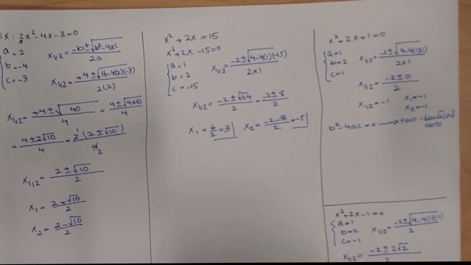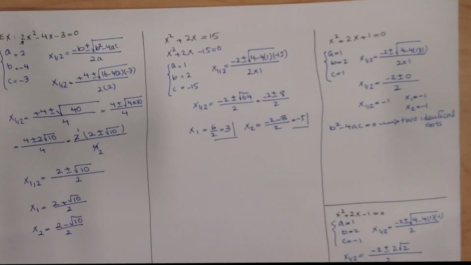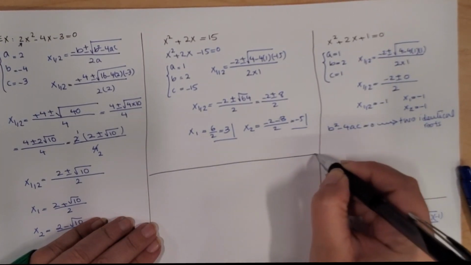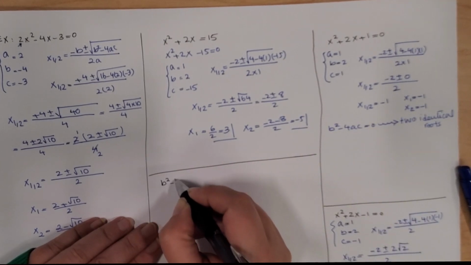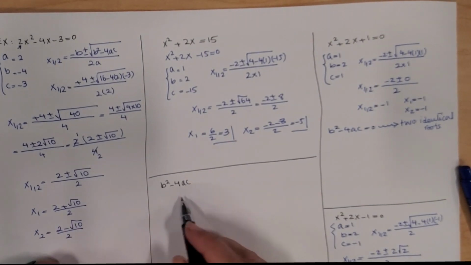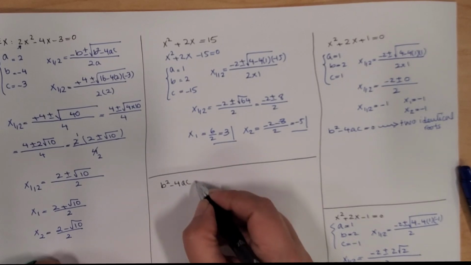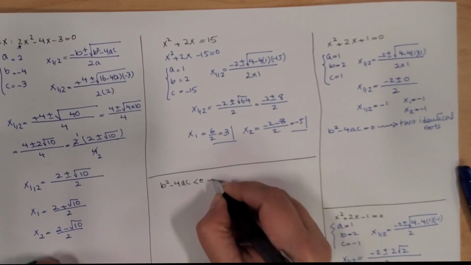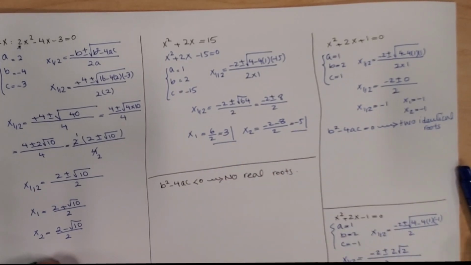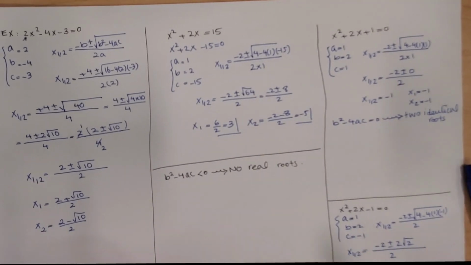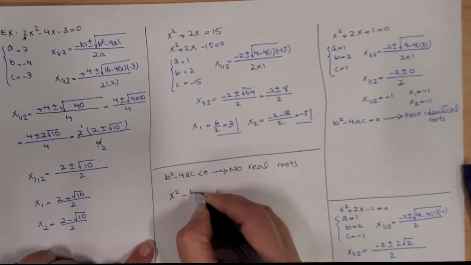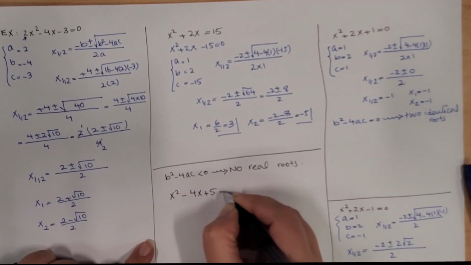I hope it helps. Let me do another one, in which under the radical is negative. This is the scenario. I will try to do one example in which b squared minus 4ac is less than 0, in which case there should be no real roots. Let's do an example. Okay, so for this one, x to the power 2 minus 4x plus 5 is equal to 0.